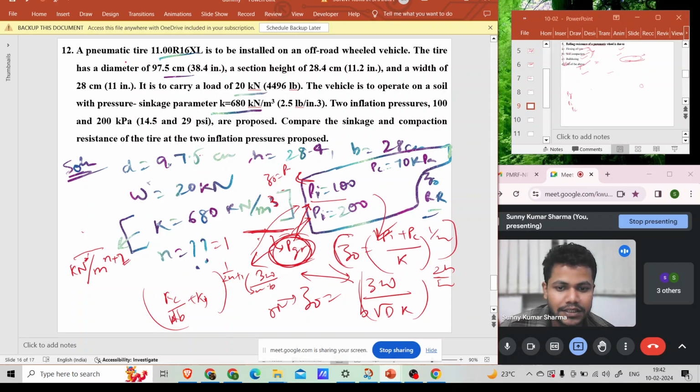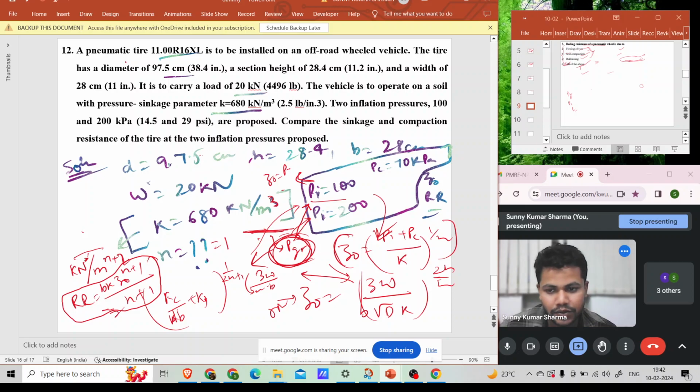You calculate the sinkage, then you directly put both the sinkages in the single formula of RR equal to b k Z0 to the power n plus 1 by n plus 1. This is the formula which we have seen in the first slide of this lecture. In this rolling resistance, you put sinkage for elastic mode, put sinkage for rigid mode, and compare in which condition the rolling resistance is more.